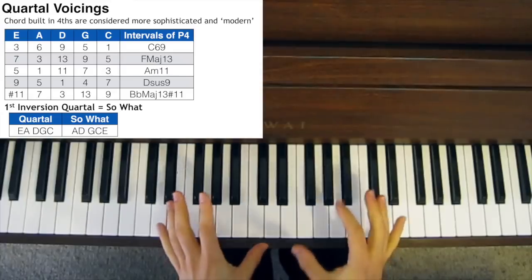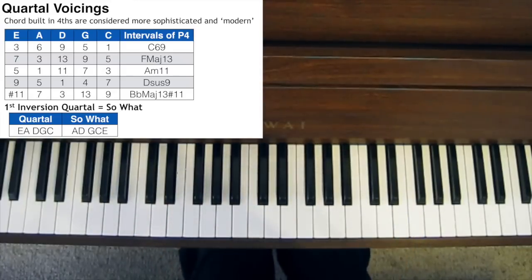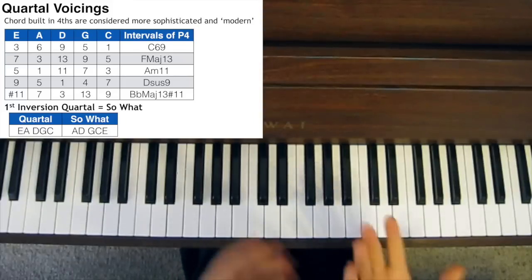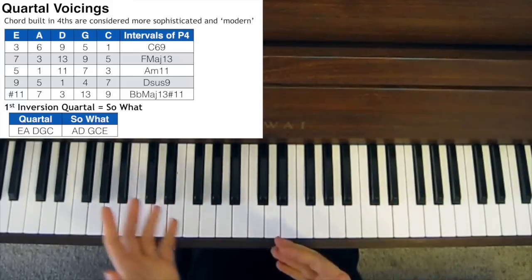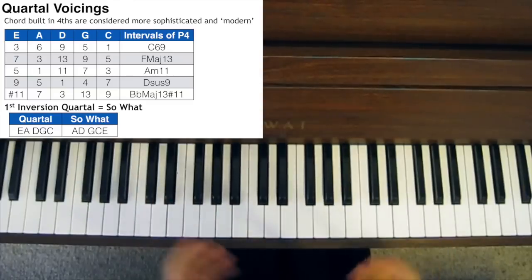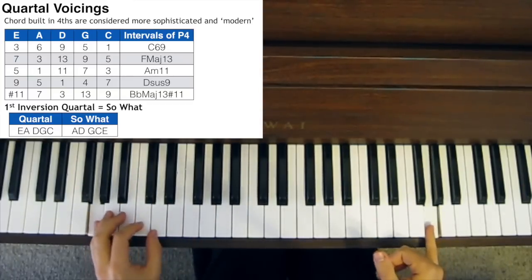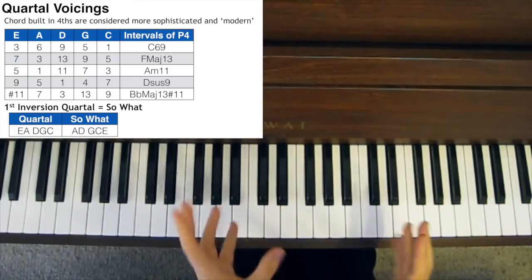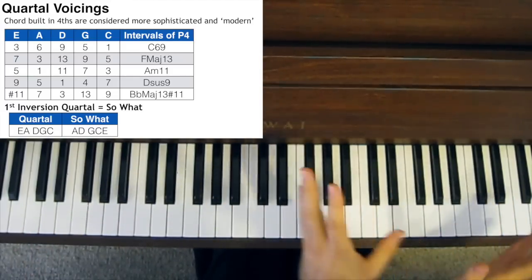Now, the standard quartal chord voicing consists of 5 notes. However, this can be dropped down to 4 or even 3 or increased to 6. And generally, quartal chords are played in the middle register of the piano. If they get too low, they get a bit muddy, or too high, they get a bit weak and a bit twinkly.